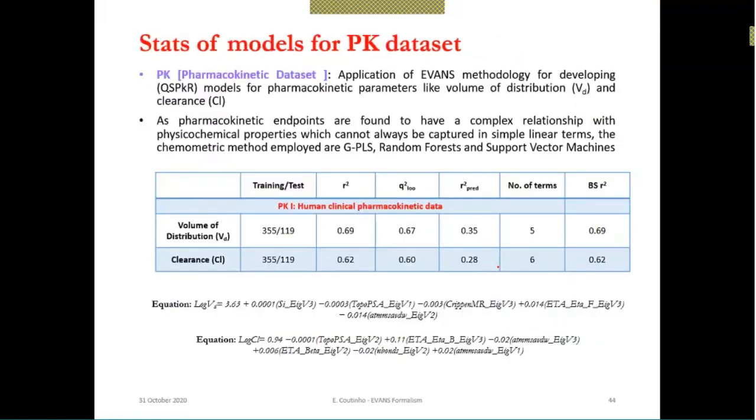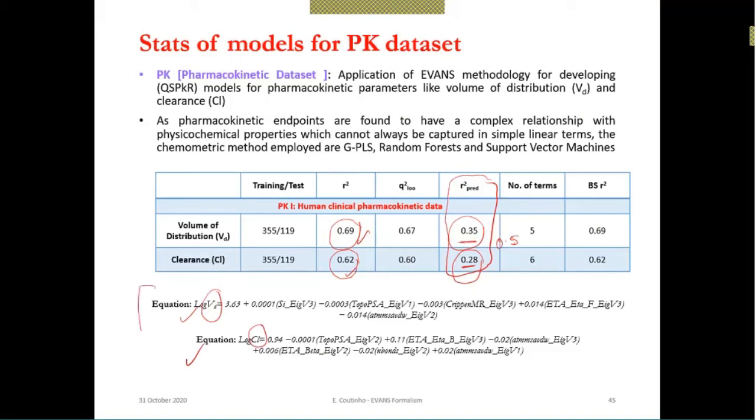The model for the volume of distribution has an Evans R square of 0.69. Here are the two models for the volume of distribution, and here are the models for the clearance. The R square is 0.64 and 0.69. However, we begin to see that we struggle with doing a good prediction. The predictions are not very good. The Evans methodology does not give us very good predictions. Our predictions are below the limit of 0.5, so for both volume of distribution and clearance, we have a little bit of a problem with the predictions.